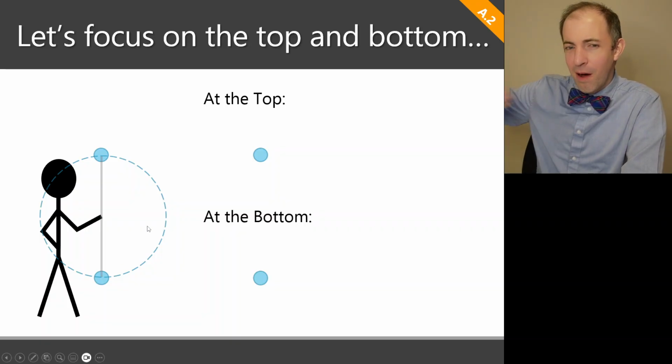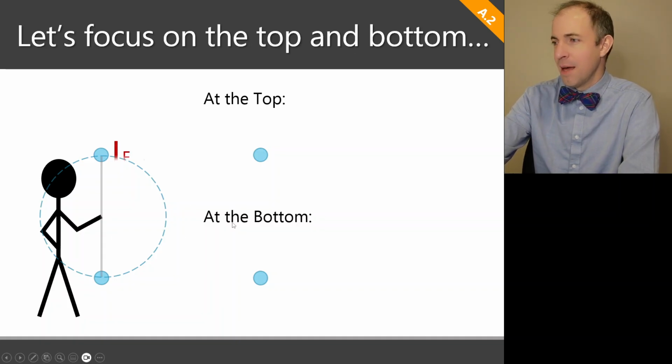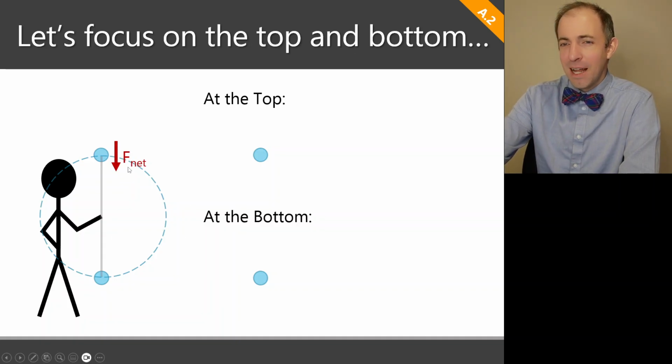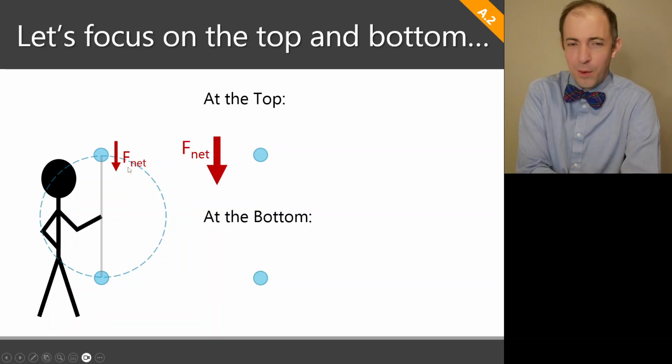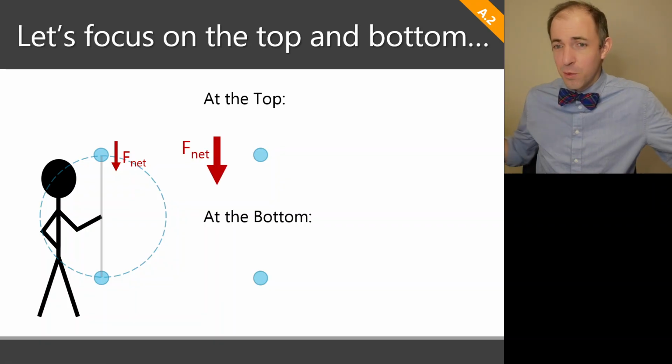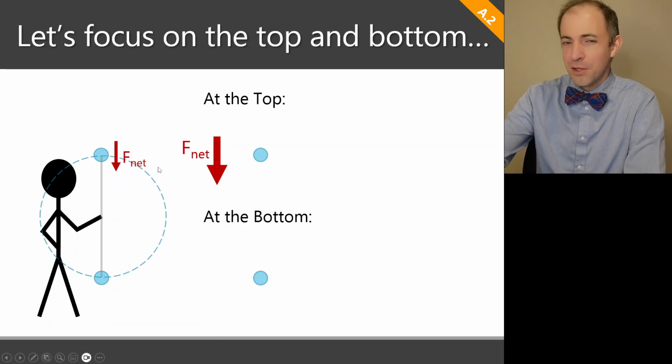If you are swinging a ball on a vertical circle with a rope, the two most interesting locations are the highest point and the lowest point. So let's look at them. At the highest point, my net force is pointing down because the net force is always pointing towards the center of a circle. That's a rule: if an object is in uniform circular motion, net force will always point towards the center.